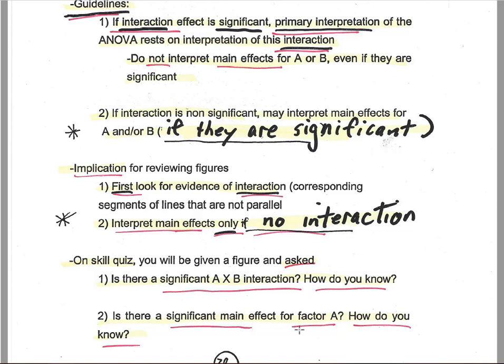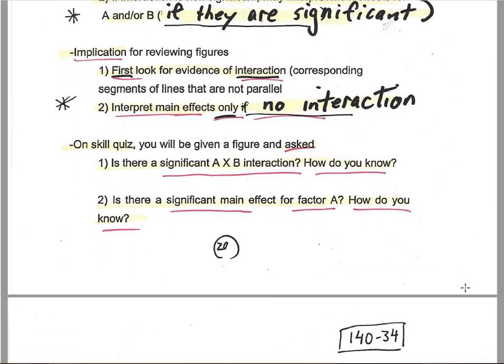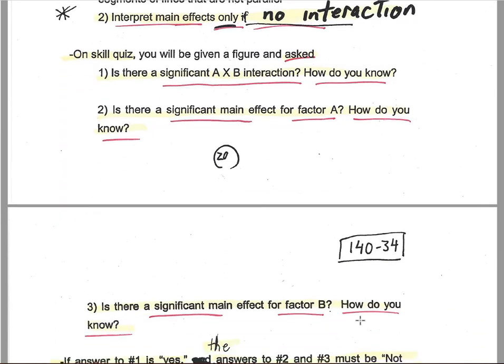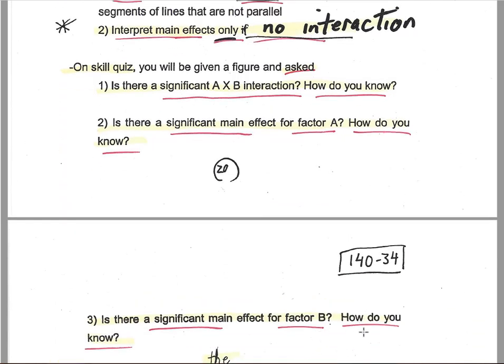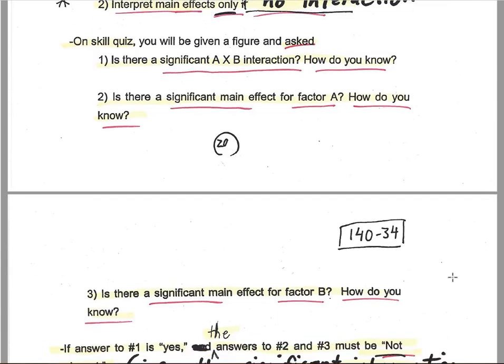Question number 2, is there a significant main effect for factor A? How do you know? Fill in the blank below. It continues. Is there a significant main effect for factor B? How do you know? You'll fill in the blank telling me whether there's a main effect for factor B and how you know whether there's a main effect for factor B.